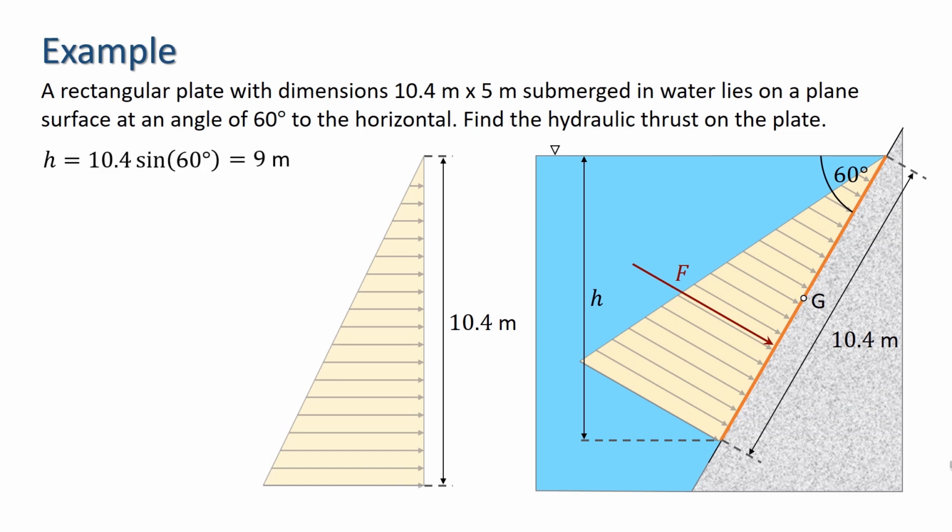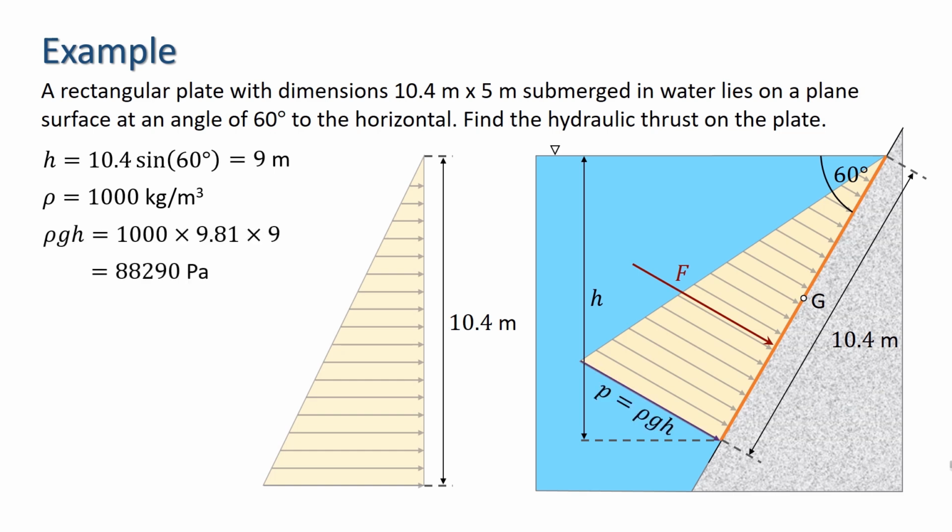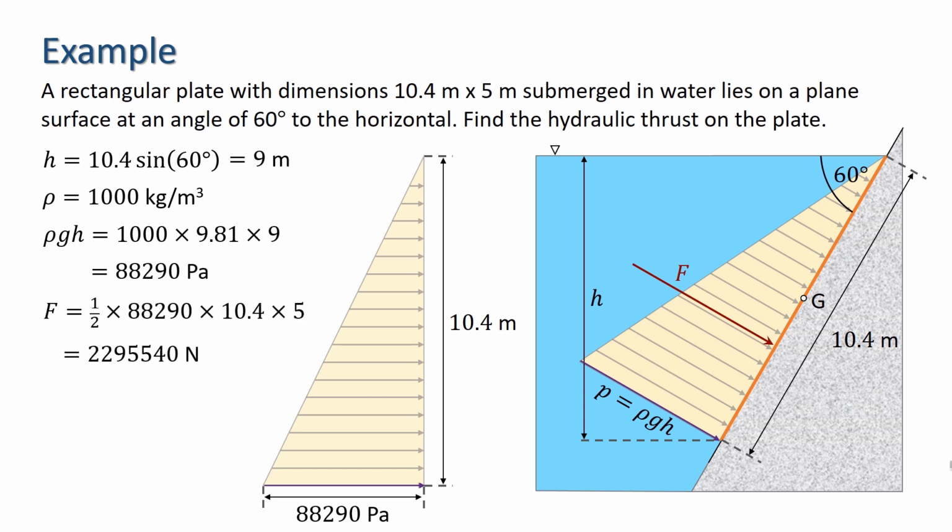Taking the density of water to be 1000 kilograms per meter cubed, we have the pressure at the bottom equals 88,290 pascals. The magnitude of the thrust is the volume of the pressure prism, which is half base times the height times the width, giving us 2,296 kilonewtons. Finally, the centre of pressure is a depth of 2/3 of h, which is 6 meters.